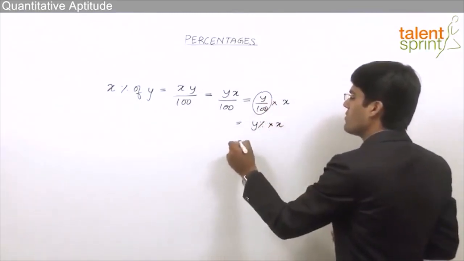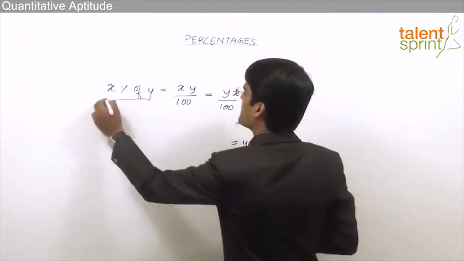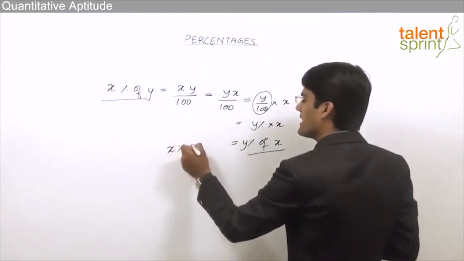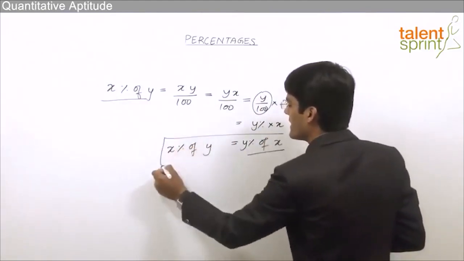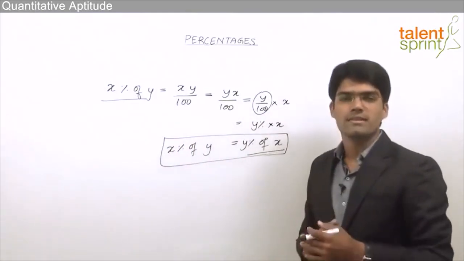So this is equal to y% of x. So we find that x% of y is equal to y% of x. So always remember that x% of y can always be taken as y% of x. This point may be useful in doing certain calculations.